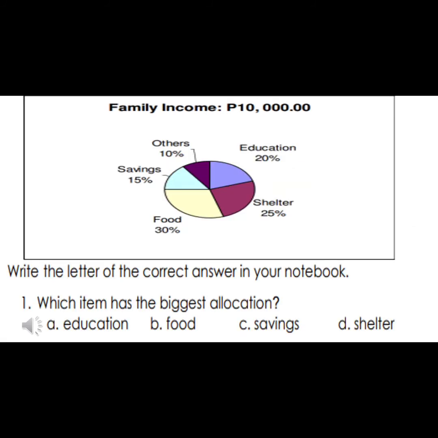Okay, let us answer question number 1. Which item has the biggest allocation? So we will look again to our pie graph, and as we can see directly on the pie graph, we can immediately have our answers because the illustration itself shows which item has the biggest allocation. So we have food, which is equivalent to 30%.